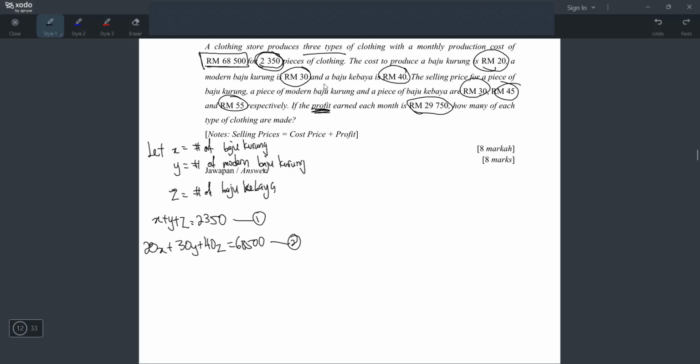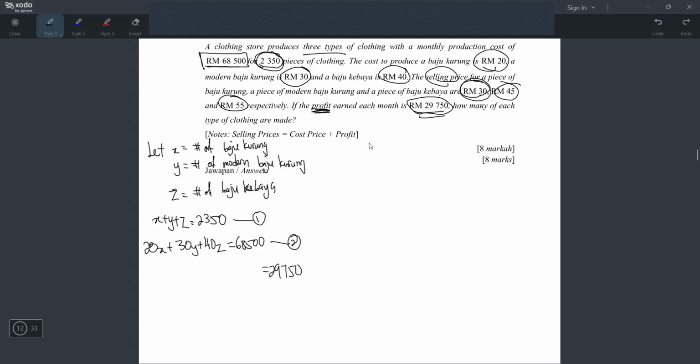And for my third equation, it will be the selling price. No, it cannot be the selling price. It has to be the profit, which is 29750. This is the total profit. So can we write 30X? Actually we cannot, because 30 ringgit is not the profit. It's the selling price. So how do we get the profit?